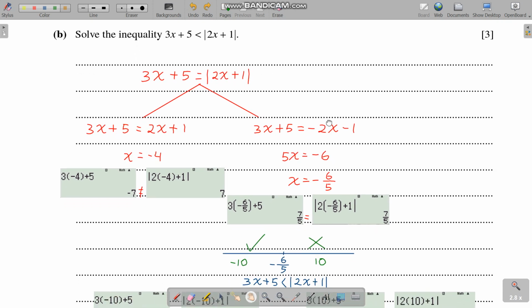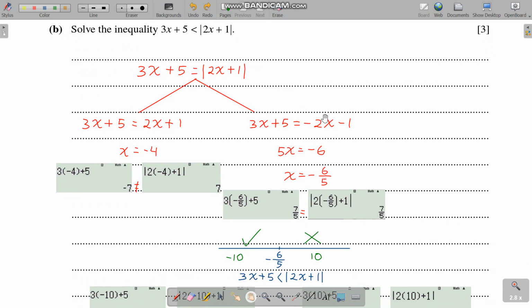Solve the inequality. So we're doing it algebraically here. The first step is to treat the inequality as an equation. So you replace the inequality sign with an equal sign, and now absolute value means we have two possibilities, plus or minus. If it's plus, 2x plus 1. If it's minus, minus 2x minus 1. And then we solve. We get x equals minus 4. We solve this, so add 2x to both sides and subtract 5 from both sides, divide by 5, we get x equals minus 6/5.